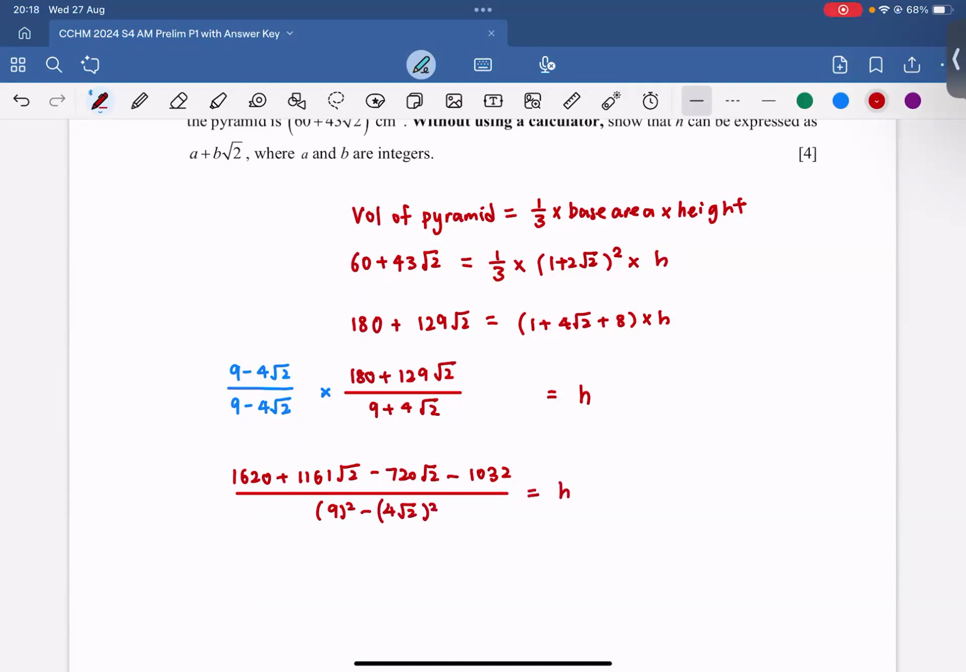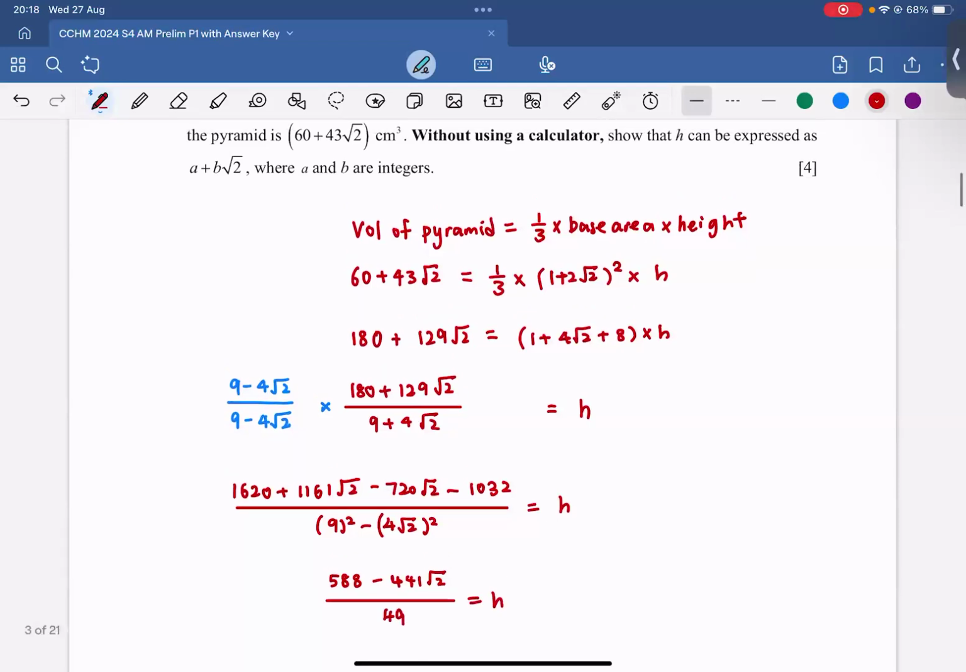Okay, add the numbers up together. 1620 minus 1032, 588. 1161 minus 720, 441. Denominator, what do we have? 81 minus 32, 49. Okay, and please take note what did the question say.